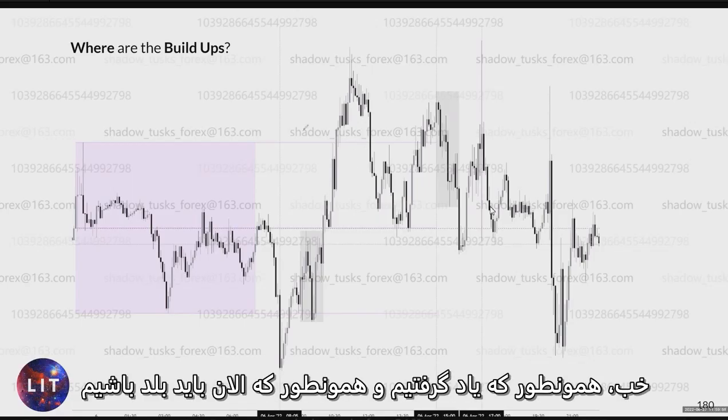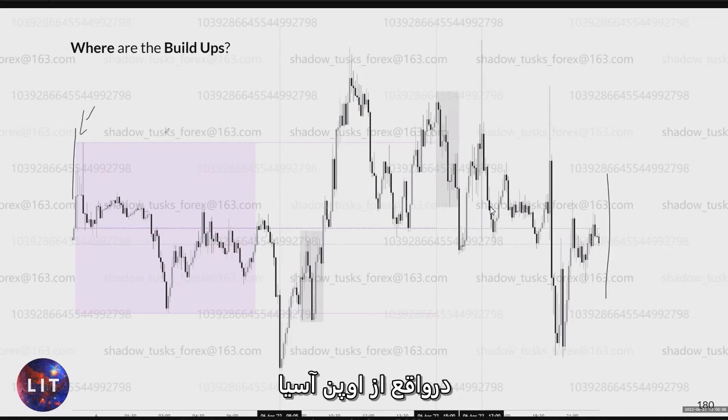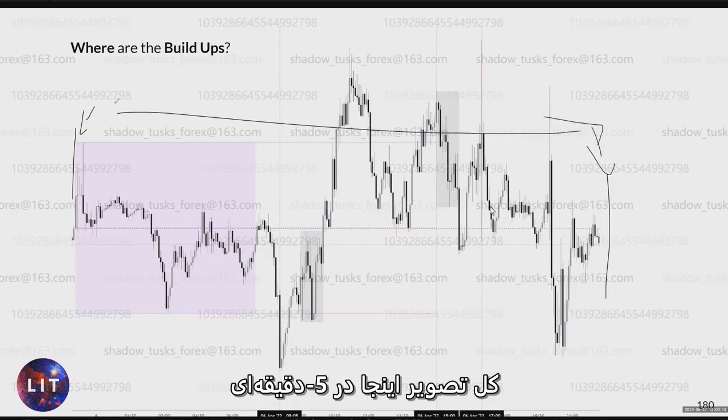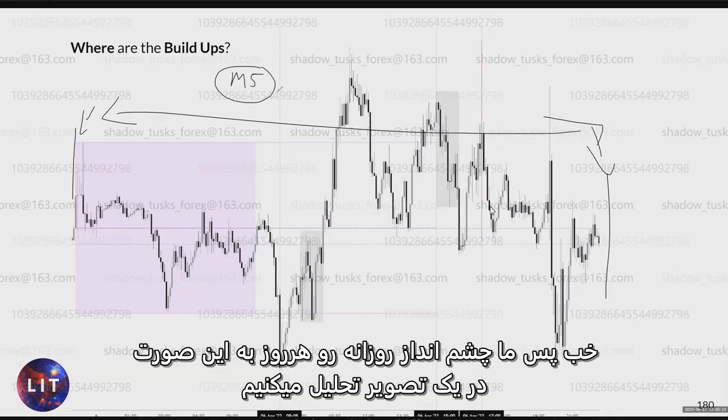So as we learned and as we should know by now, this is the day where it starts. This is one full day, technically from Asia Open all the way until the day ends, right? So if you're choosing the 5-minute chart, this whole picture right here on the M5 is one full day in the M5 chart. That's how we analyze the intraday perspective every single day, in one picture, right there.